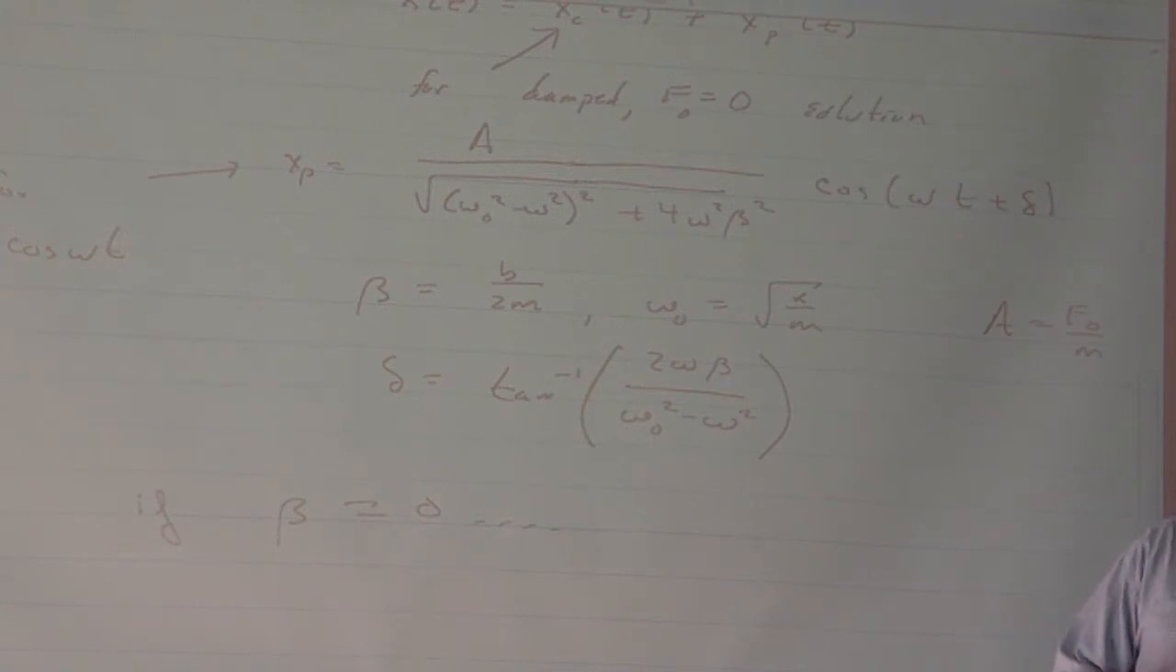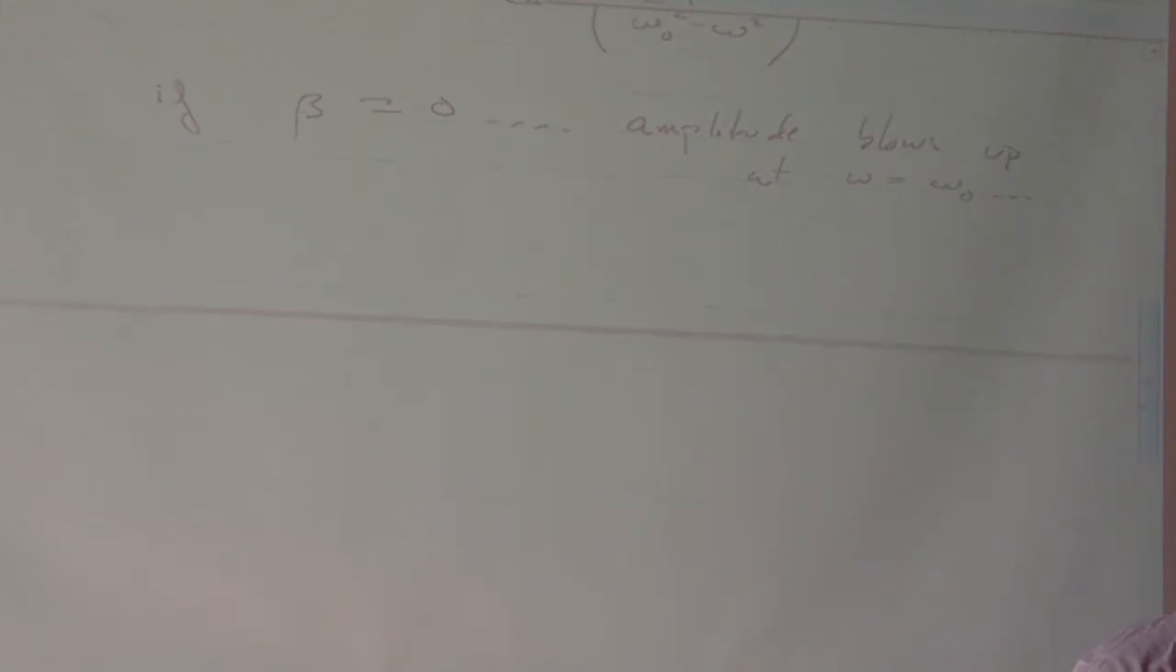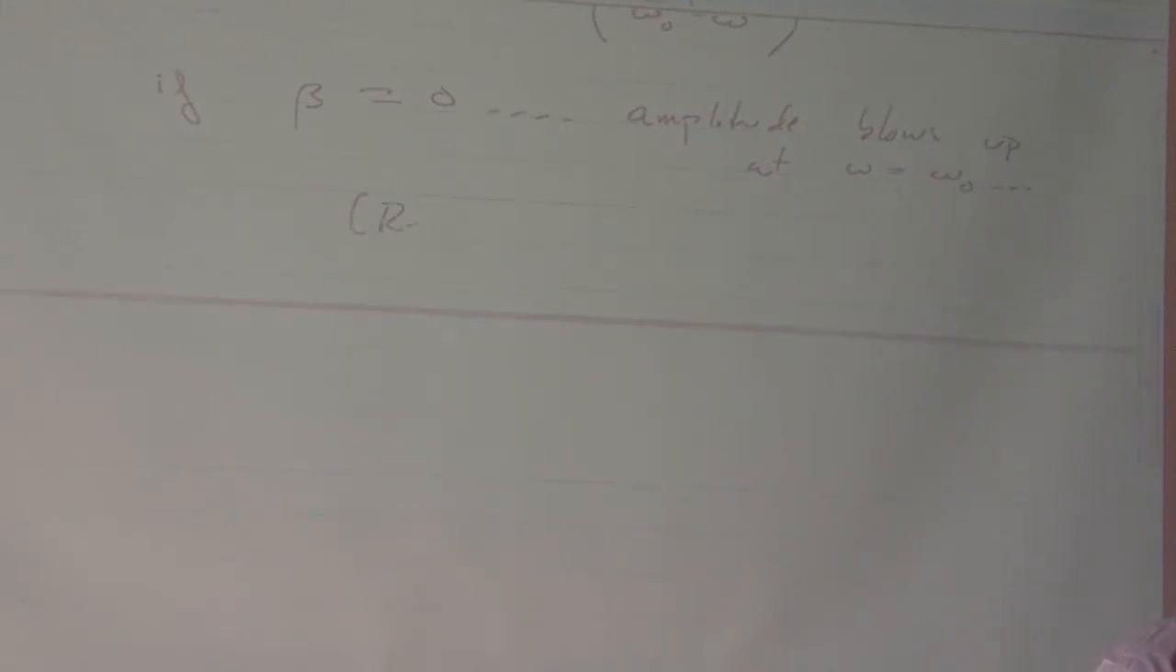Okay, so this is about resonance, right? If beta is equal to 0, the driving frequency makes the amplitude bigger, it blows up. It resonates and just keeps amplifying. This is the idea of resonance. This is going to be really important.